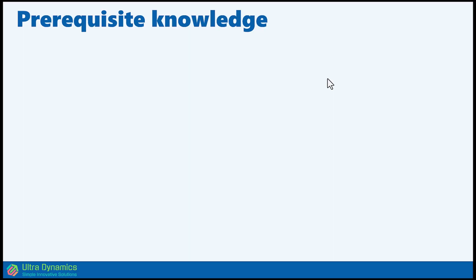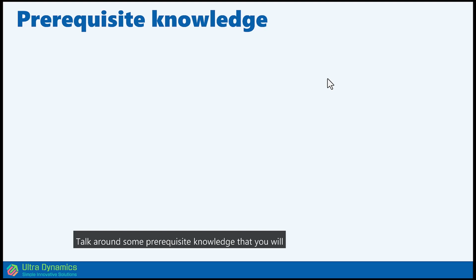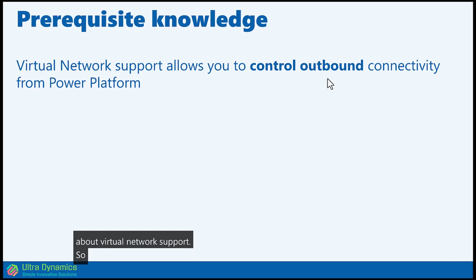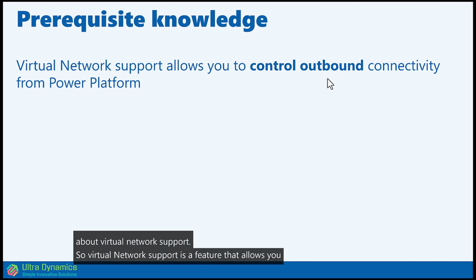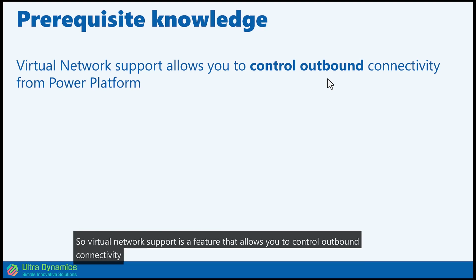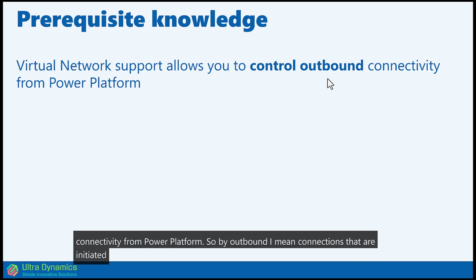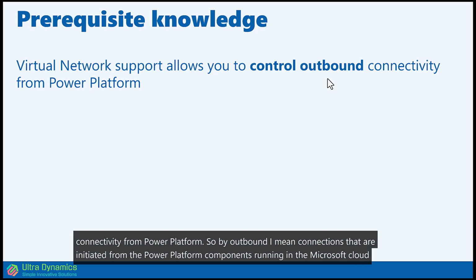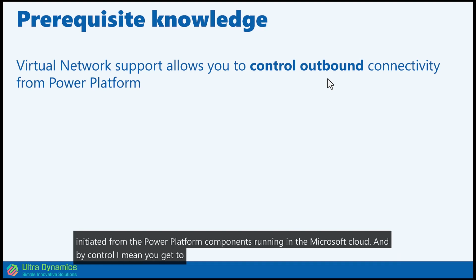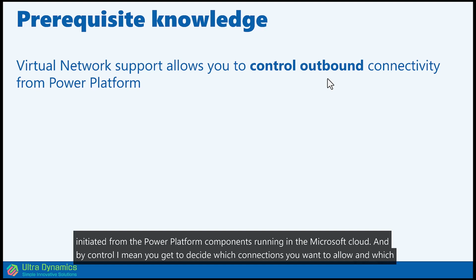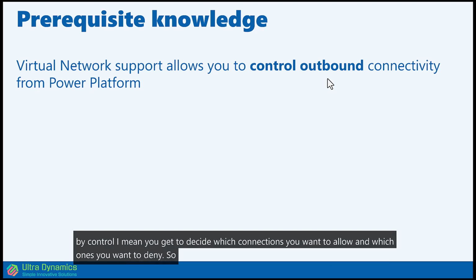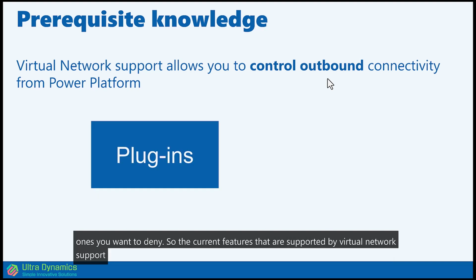Let's talk around some prerequisite knowledge that you will need before we start talking about virtual network support. Virtual network support is a feature that allows you to control outbound connectivity from Power Platform. By outbound, I mean connections that are initiated from the Power Platform components running in the Microsoft Cloud. And by control, I mean you get to decide which connections you want to allow and which ones you want to deny. So the current features that are supported by virtual network support are, one, plugins.